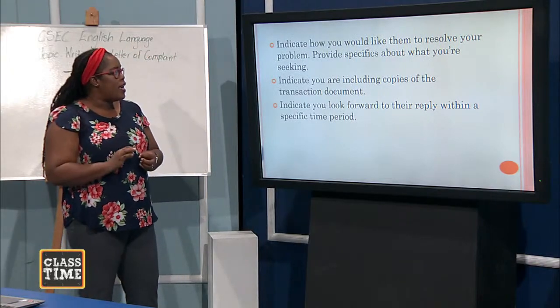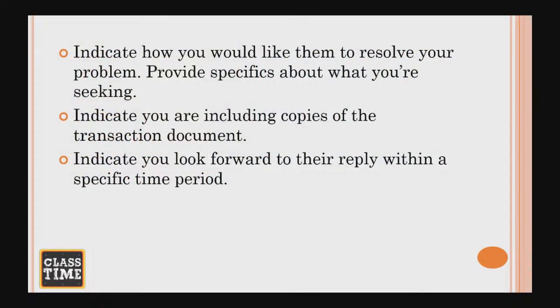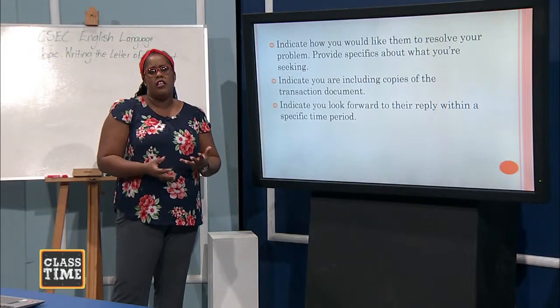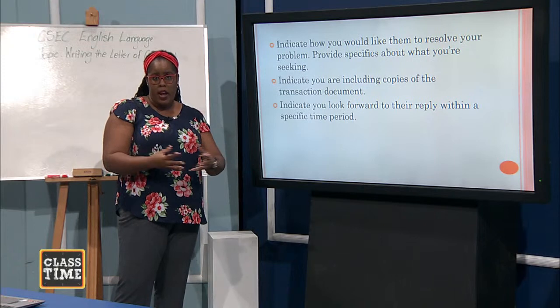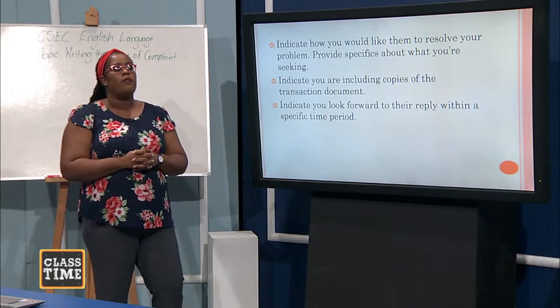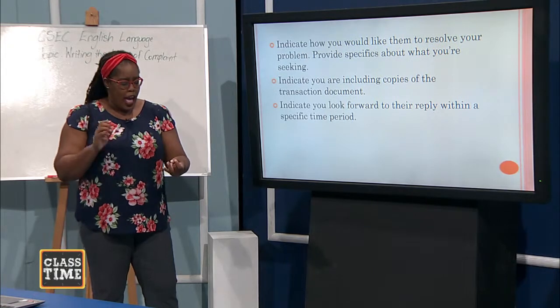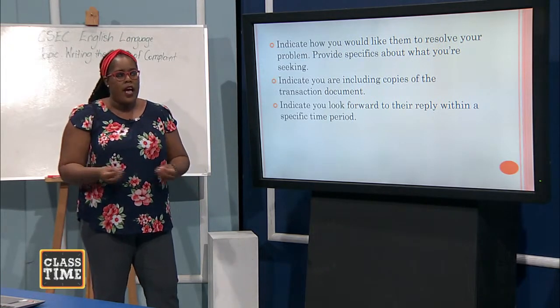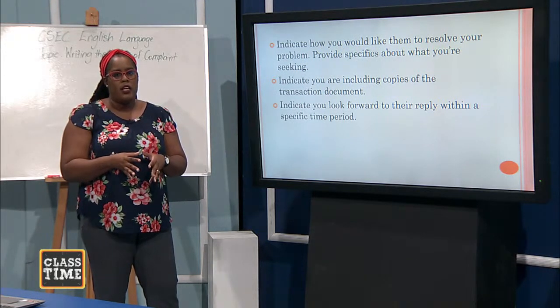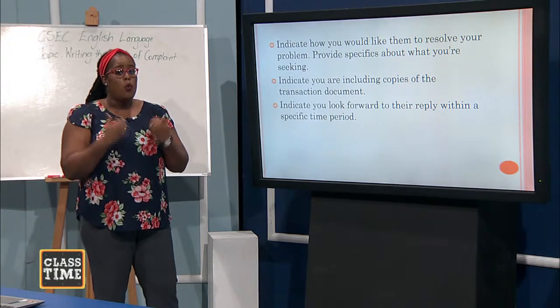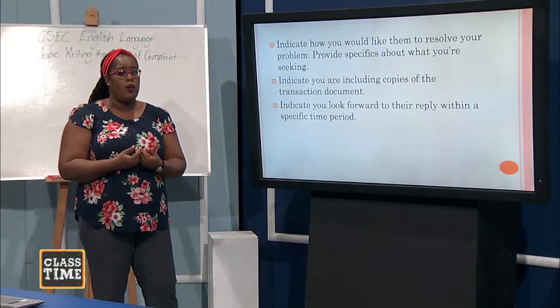Moving on. Indicate how you would like them to resolve your problem. Provide specifics about what you are seeking. All right, so you're writing a letter of complaint and you're telling this person about the problem with the phone, as I mentioned before. You're telling them that the phone is not turning on, and the buttons are not pressing or whatever it is, and you leave it there. You are the one who is having the problem, right?